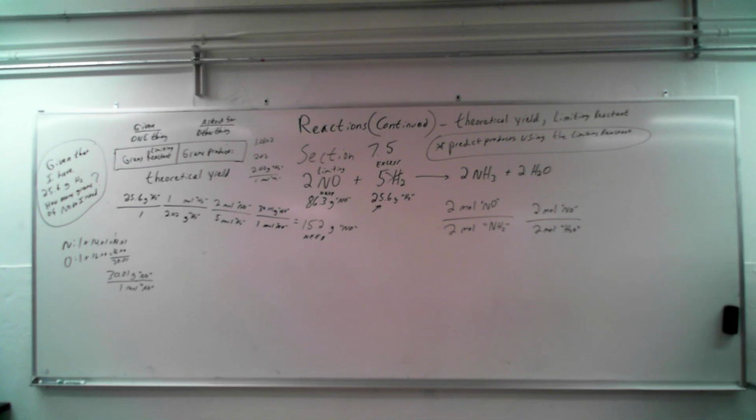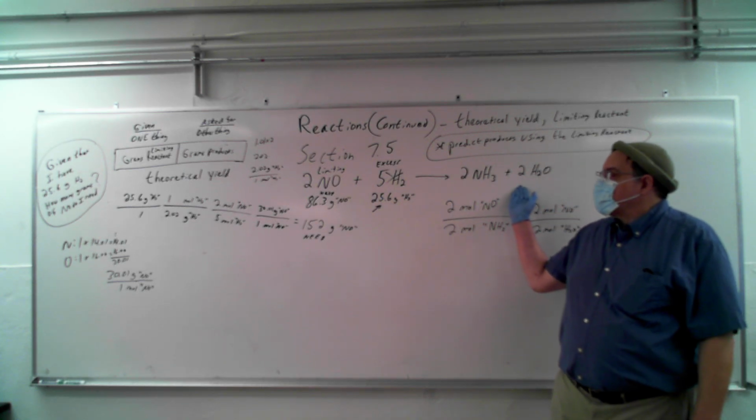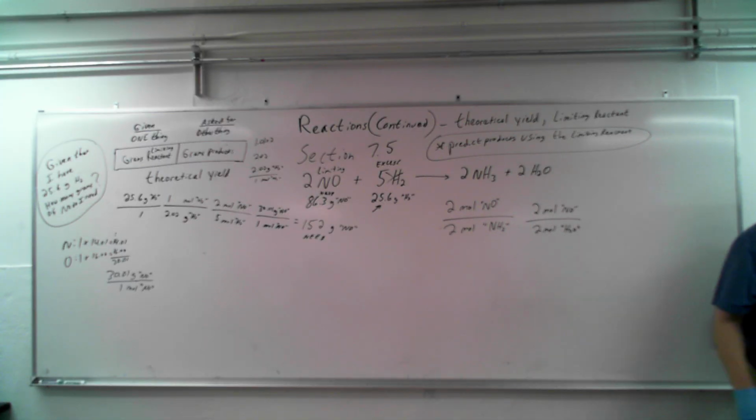Limiting reactant. Finding these coefficients, that is balancing a reaction. It's called stoichiometry, stoichiometric amounts, just a vocabulary so you know what that is. All of them want you to balance.